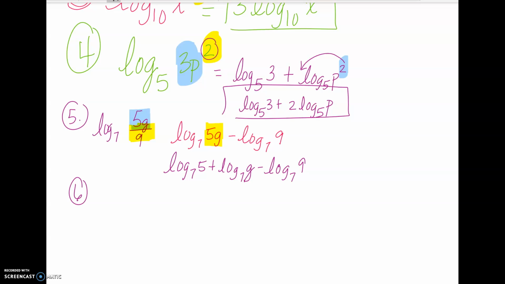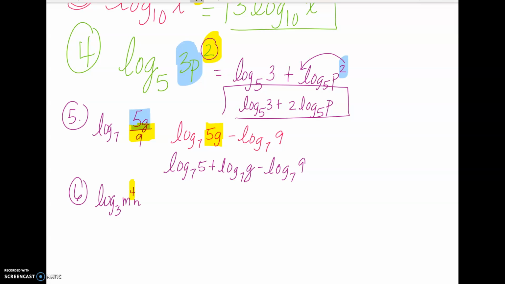Number 6, log base 3, that's not a 3. Log base 3 of m to the 4th times n. I've got a couple things going on. I've got the 4th power. Let me just rewrite the whole thing: log base 3 of m to the 4th n.